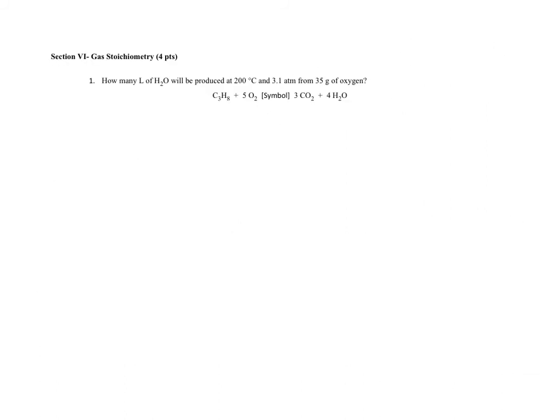Okay, a little stoichiometry, everybody's favorite. How many liters of H2O will be produced at 200 degrees Celsius and 3.1 atmospheres if you start with 35 grams of oxygen? All right, so a couple things we got to do. First of all, there should be an arrow here. First of all, we need to know how many moles of oxygen is 35 grams. Well, 35 grams divided by O2, which has a mass of 32, equals 1.09 moles.